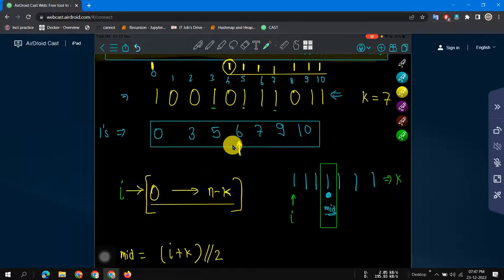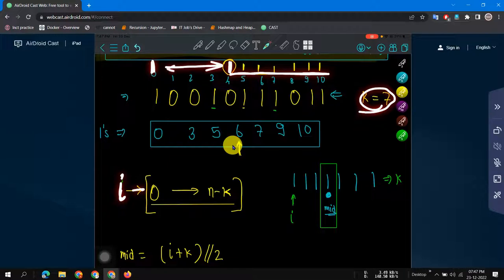What I did here is, first of all, I can start from here and it can go up to here because k equals 7. If I take 7 consecutive at the end, then i can be moved from here to here, so i goes from 0 to n minus k, right?